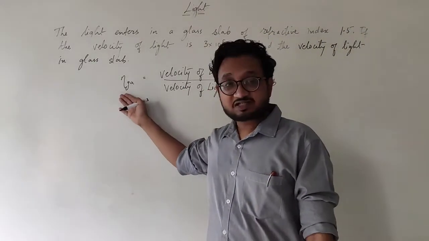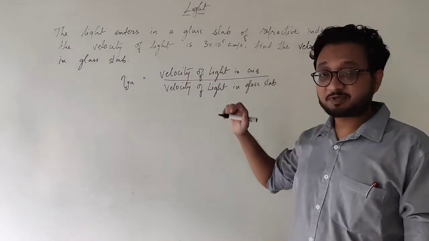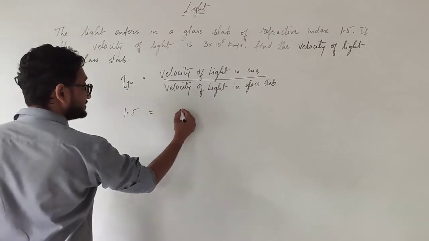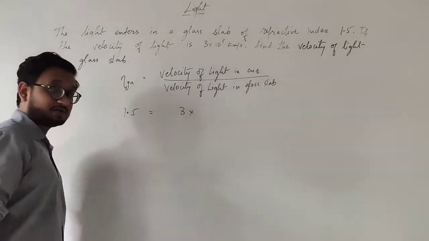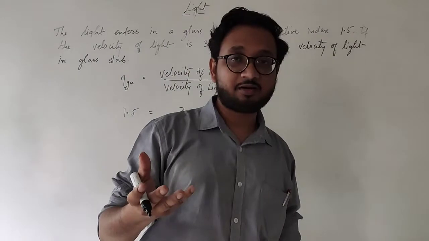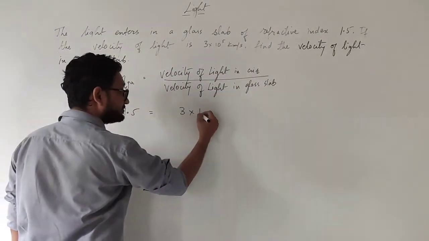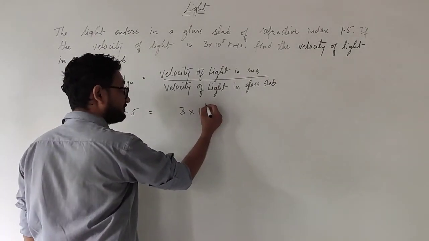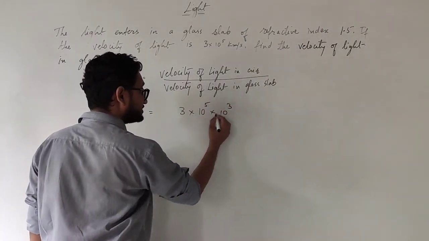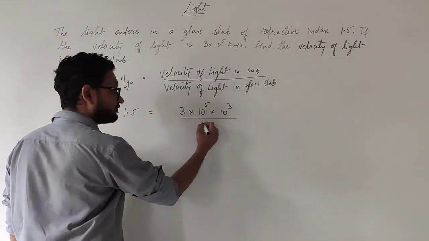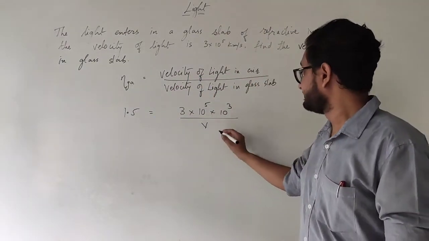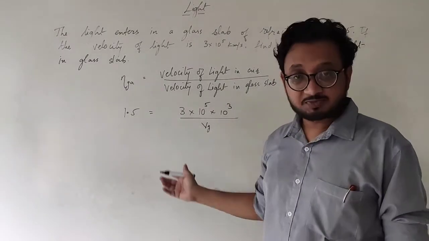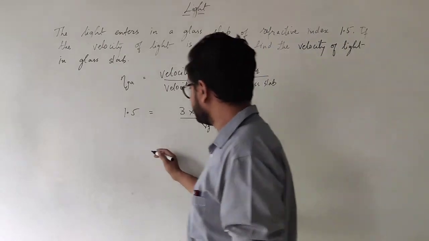Now this refractive index has been given to you and the velocity of light has been given to you, so just substitute the values. This is 1.5, this is 3 into 10 raised to 5. But kilometers per second, we are making it standard meters per second, so multiplying it by 10 raised to power 3, because we are multiplying by 1000. So 10 raised to 5 multiplied by 10 raised to power 3, upon the velocity of light in the glass slab. So I am just writing V. Okay, cross multiplication, simple.